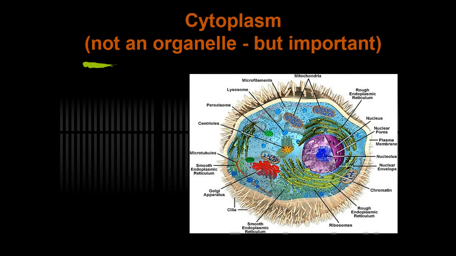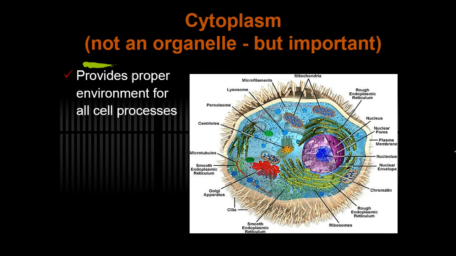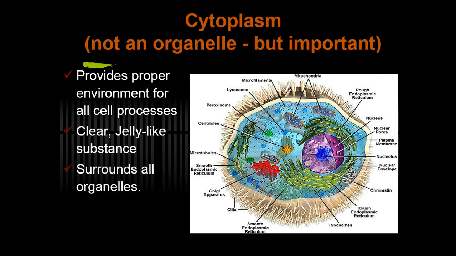And finally, we need to talk about the cytoplasm. Cytoplasm is not technically an organelle, but instead it's the environment where all the organelles are. In this diagram, it's everything that's blue. It's kind of the everywhere stuff. It's a clear jelly-like substance, and it surrounds everything.